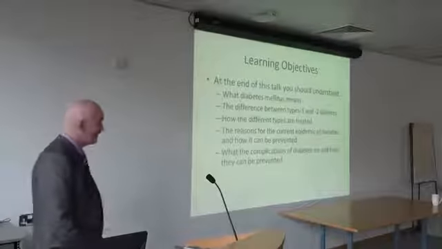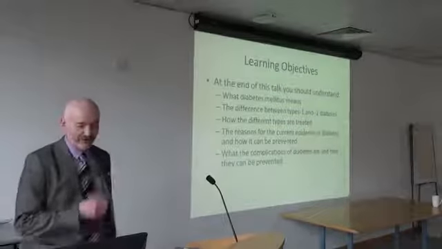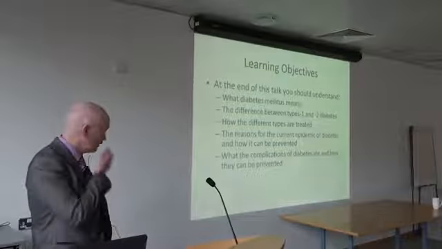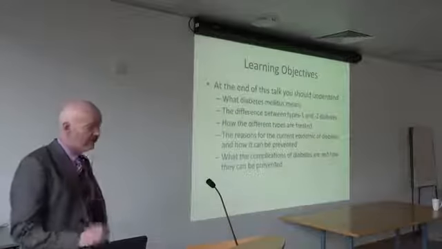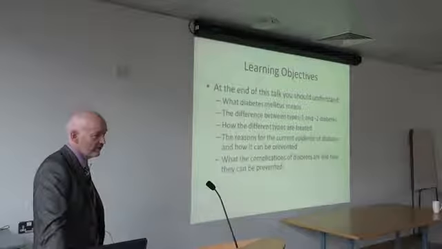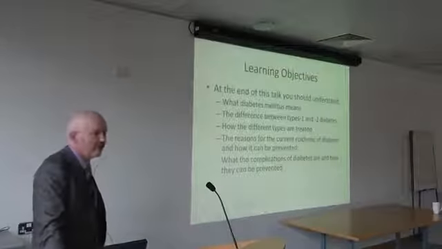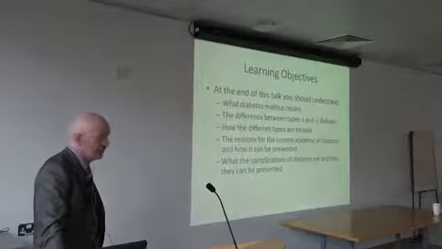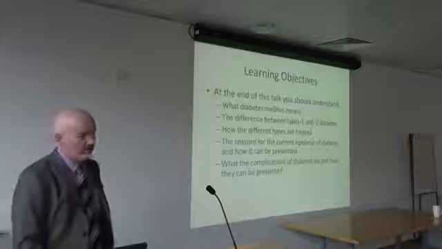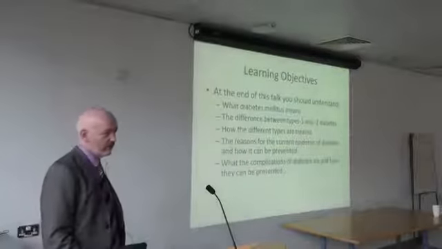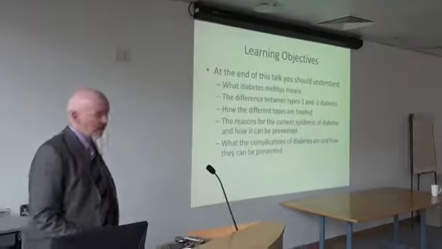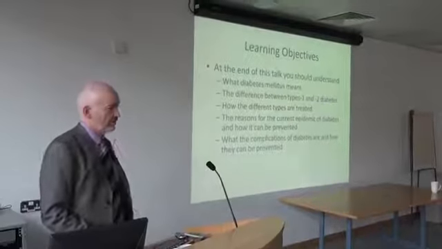So these are the learning objectives. Hopefully at the end of this talk you'll know what diabetes is. You'll know a little bit about the difference between type 1 and type 2. And I felt it was important to include that because you'll have had a discussion on type 1 already. So type 2 we think is quite a different condition to type 1 diabetes. How the different types are treated, but the focus will be really on type 2. The reasons for the current epidemic of diabetes that we've seen over the last 10 to 15 years in Ireland, as in many other countries throughout the world, and what the complications of diabetes are and how they can be prevented.